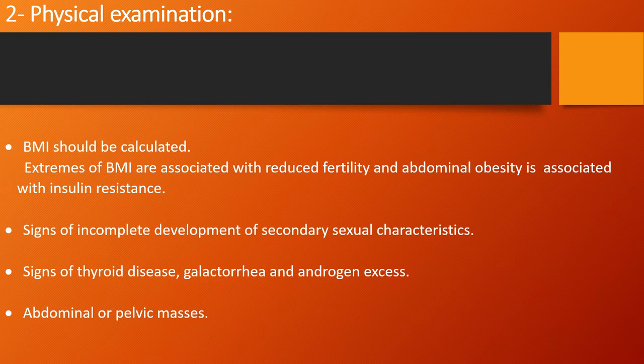Physical examination. BMI should be calculated. Extremes of BMI are associated with reduced fertility, and abdominal obesity is associated with insulin resistance. Look for signs of incomplete development of secondary sexual characters, any signs of thyroid disease, galactorrhea, and androgen excess, and any abdominal or pelvic masses.